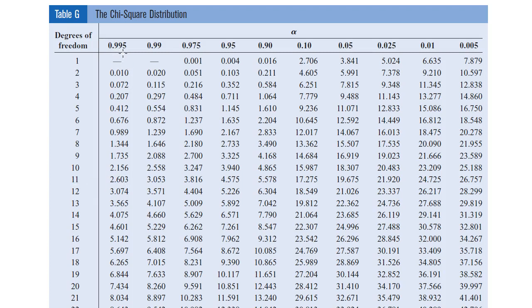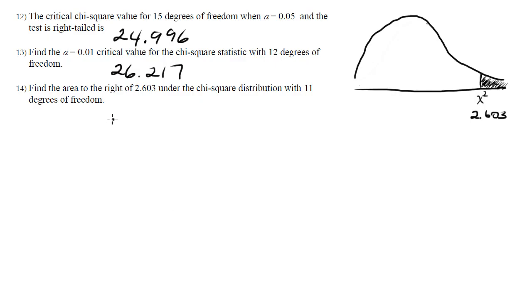That's 0.995. That's what alpha is, 0.995. That's the area to the right. So that's all the way over here, right? That chi-squared value. Yep.